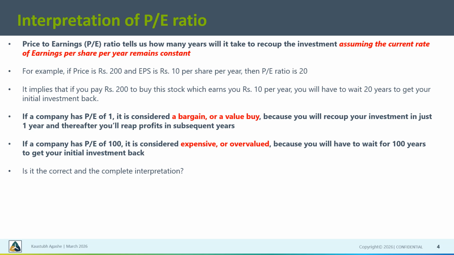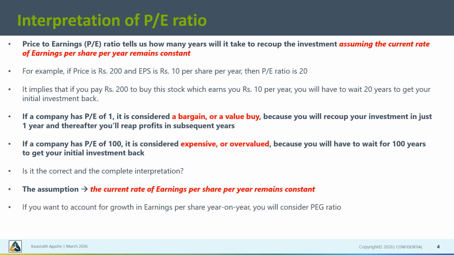Now, is this the correct or complete interpretation, or are we missing something? So the key part here is the assumption which I highlighted earlier in red, which is it takes into account the current rate of earnings per share at a constant rate. Now if you want to focus on growth in earnings per share year on year, you will have to consider PEG ratio, which takes into account the growth of earnings per share per year.